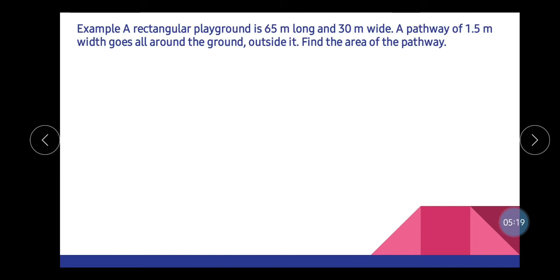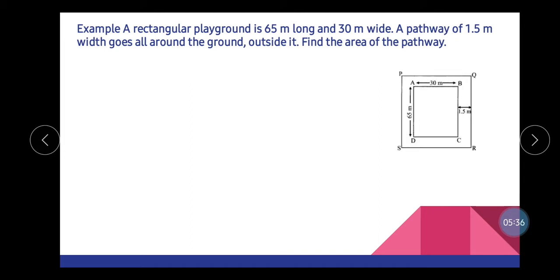Let us see the next example. A rectangular playground is 65 meter long and 30 meter wide. A pathway of 1.5 meter width goes all around the ground outside it. Find the area of the pathway. So we need the diagram. Just check out the diagram.